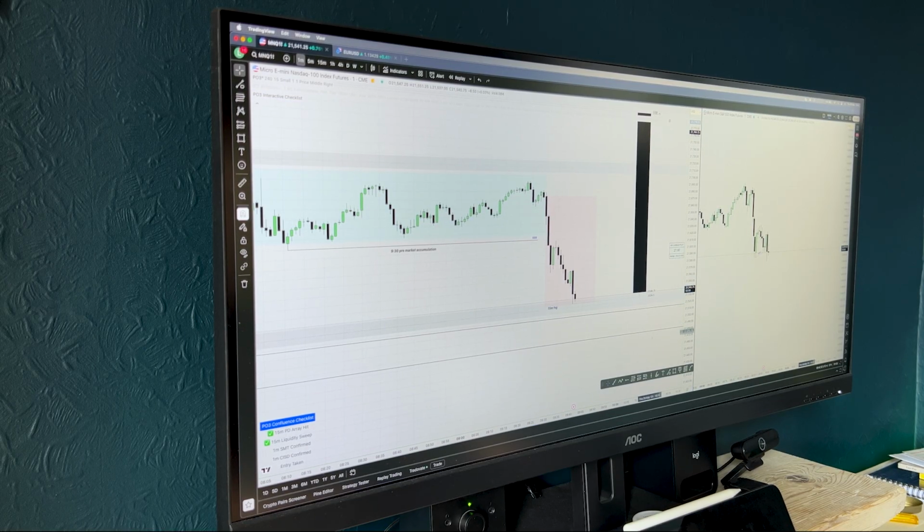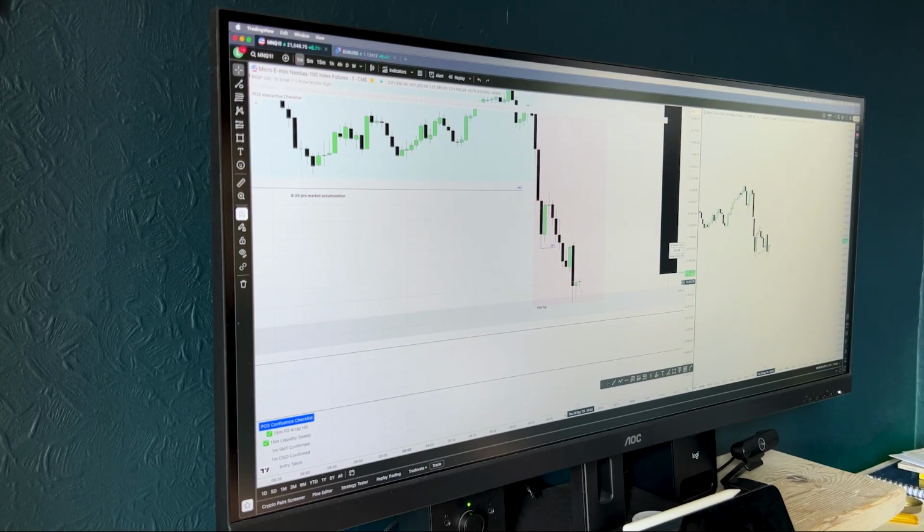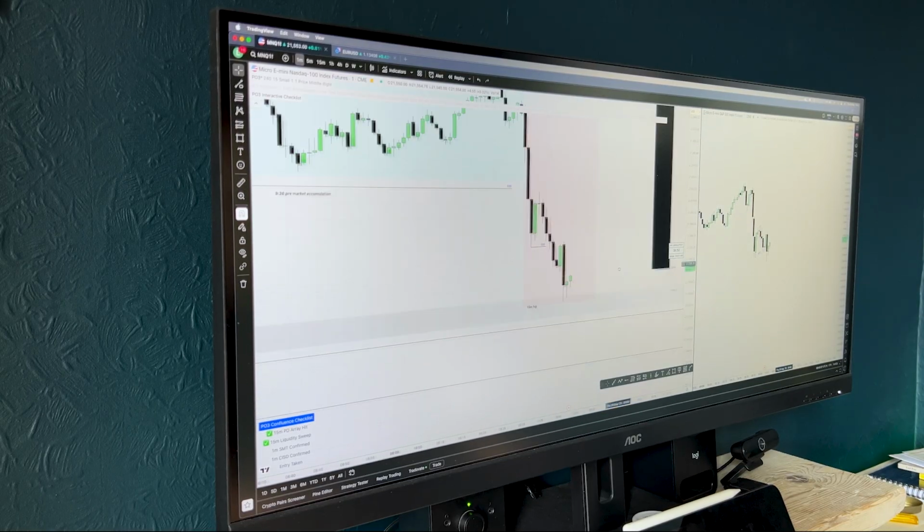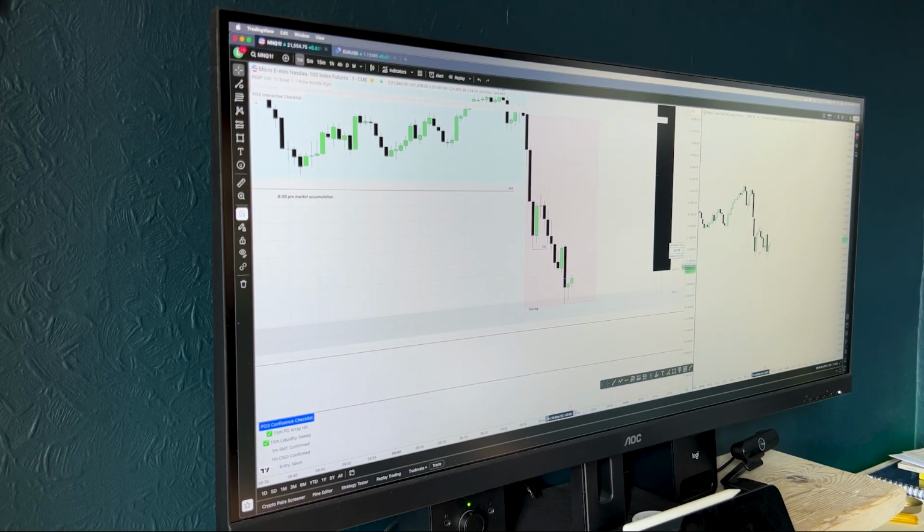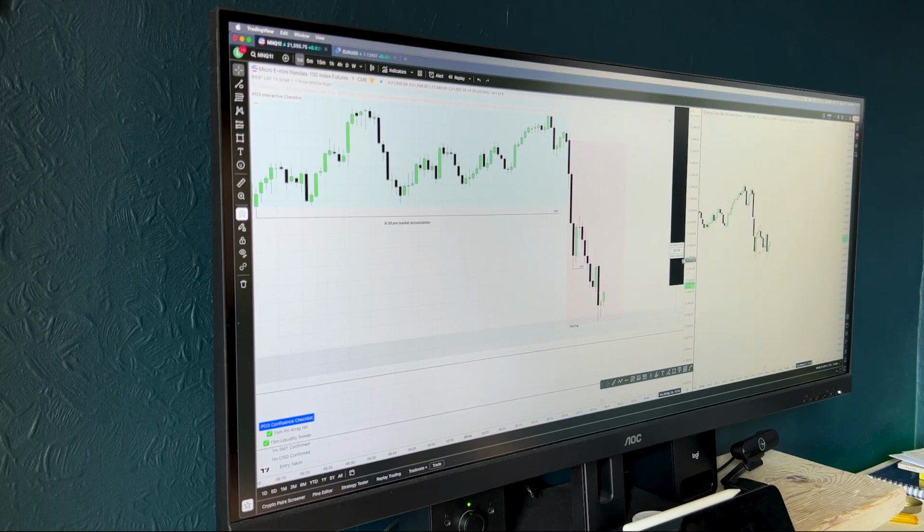So 15-minute fair value gap, we have liquidity sweep already. We have internal liquidity sweep as well. So these are all internal liquidity sweeps. We already see initial reaction from this 15-minute fair value gap here. So you can see the reactions already from these up close candles.